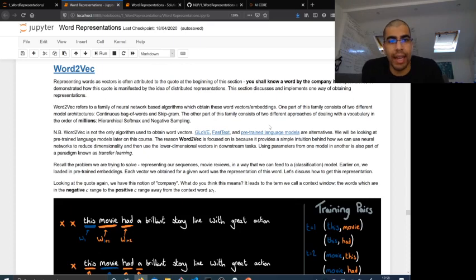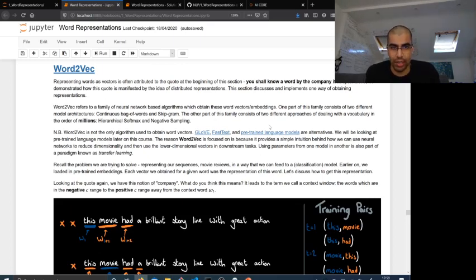Word2Vec actually refers to a family of neural based algorithms. It's actually two families. One part consists of two different model architectures, continuous bag of words and skipgram, and the other part focuses on two different approaches to dealing with huge vocabularies, which is what we'd be dealing with if we were using Wikipedia as all of our corpus: hierarchical softmax and negative sampling. Today we're only going to be focusing on skipgram.